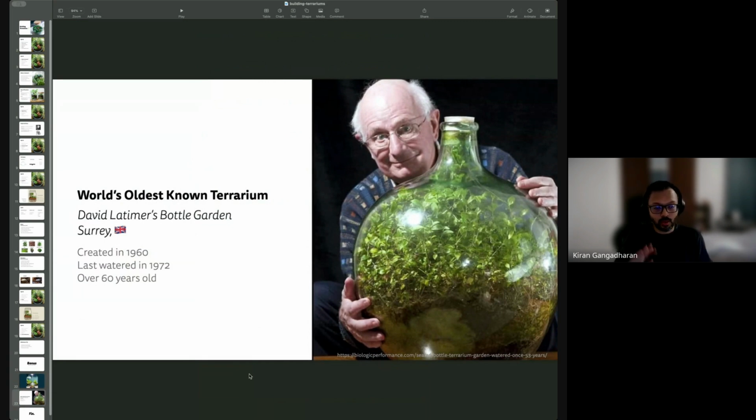So the world's oldest known terrarium is by this guy, the Bottle Garden in Surrey. He basically built it for the fun of it, more like an experiment: just put the plants in, don't touch it ever, and see how long it can survive by itself. It was created in 1960, and then I think he last watered it.